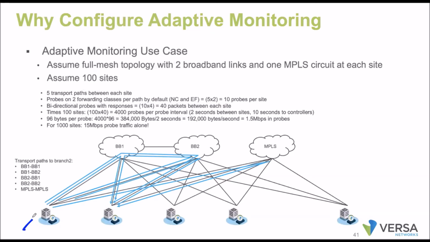If you take a small example here, I'm considering one of the branches. It has broadband 1, broadband 2, and then an MPLS circuit. Assume that both sites have the same transport domain. So broadband 1 to broadband 1, broadband 1 to broadband 2, broadband 2 to broadband 1, and broadband 2 to broadband 2. So there are 4 transports connecting via broadband and 1 transport connecting via MPLS, so a total of 5 transport paths between the sites.